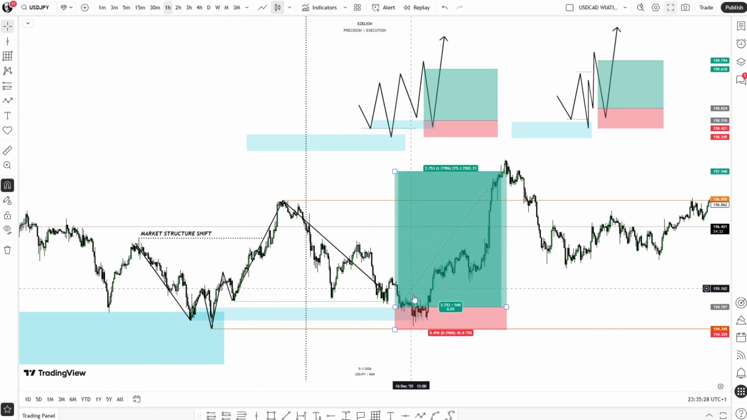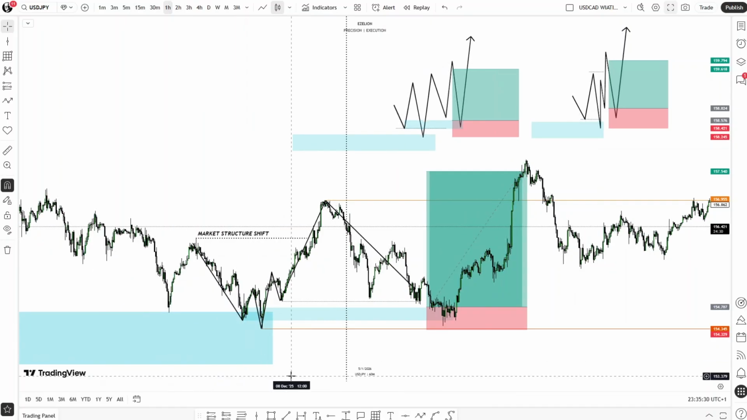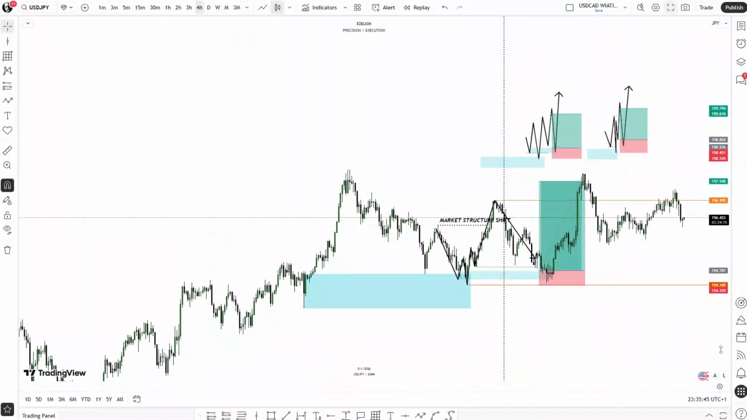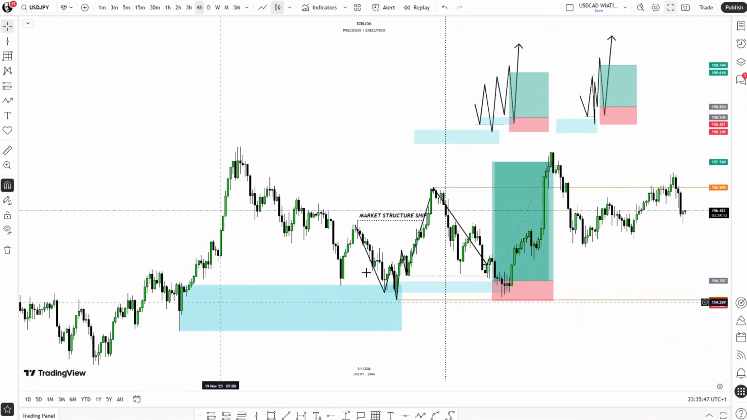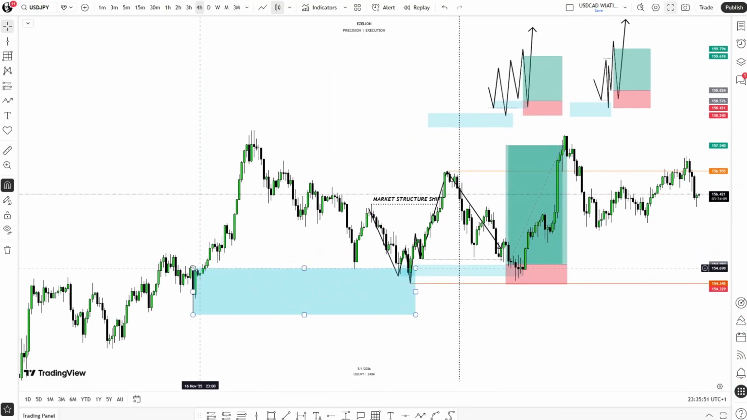Then before we take our entry, we go to the higher time frame, our intermediate time frame, to see if it's occurring at a valid point of interest. Since we are working with the 1 hour time frame, our intermediate time frame will be the 4 hour time frame. Now on the 4 hour time frame, you can see that this whole reaction is occurring on this valid order block, which is the order block at the extreme.